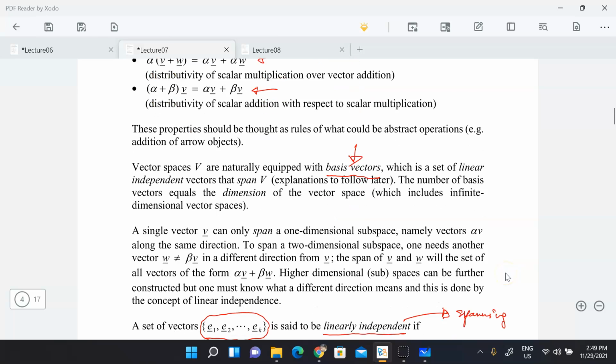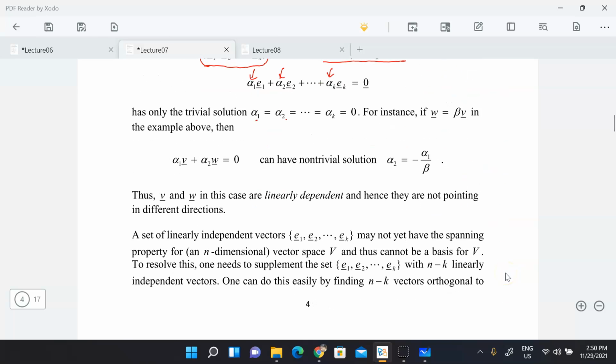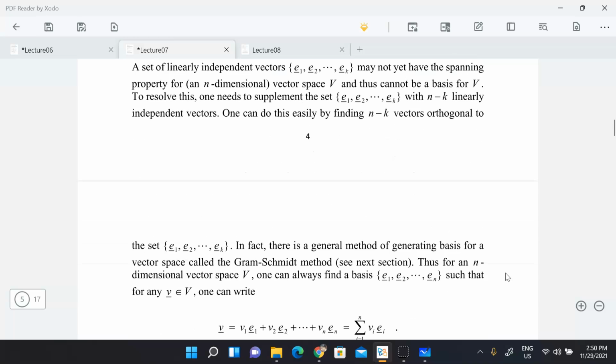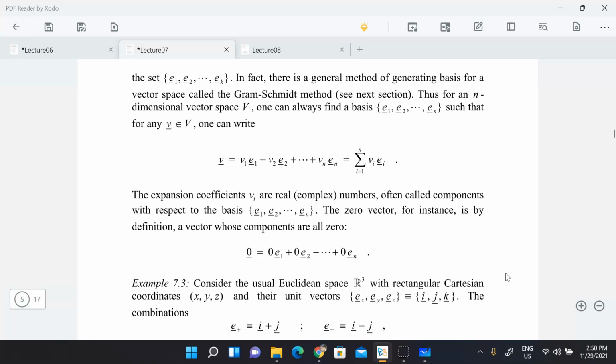The idea of spanning is the fact that one can always append to this set of linearly independent vectors, so that one would be able to express any vector inside the space using a linear combination of the basis vectors. That's basically it. I do not want to go too much into the details here. Finally, you take any vector v inside your vector space, capital V, then you can always decompose it in terms of linear combinations of your basis vectors.